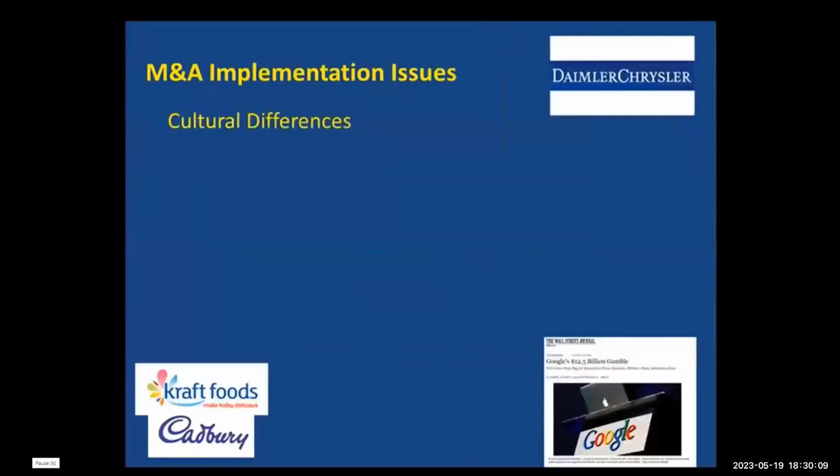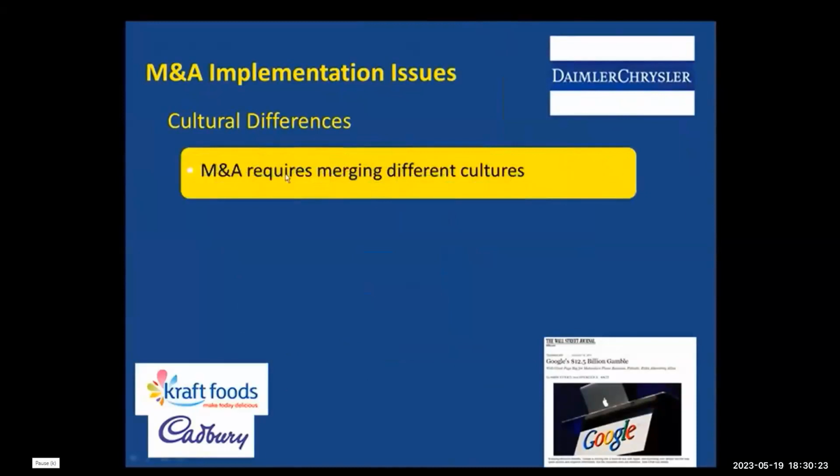There are some implementation issues in mergers and acquisition activity. No better illustrated than in the case of Daimler and Chrysler. And that's in cultural differences. A German organization merging with a US organization. Merger and acquisition activity always requires the merging of two different cultures, whether they be from two different countries or from the same country. You're still going to have two different and often quite disparate organizational cultures. That was a big problem for Daimler and Chrysler.